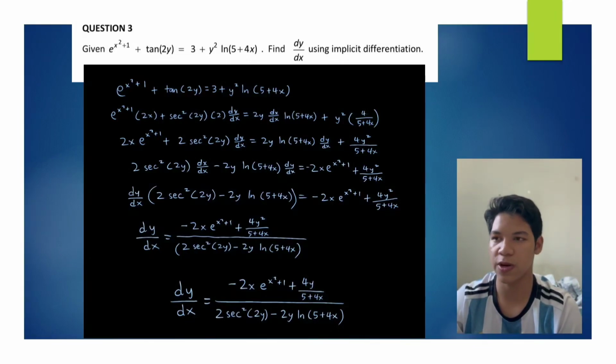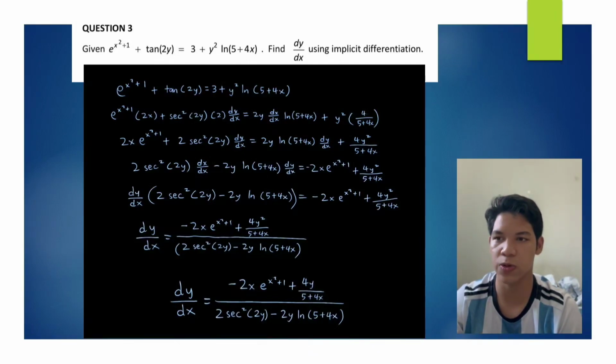Next, we need to simplify the expression, and it becomes 2x e to the power of (x squared plus 1) plus 2 secant squared 2y dy/dx equals 2y multiplied by ln (5 plus 4x) dy/dx plus 4y squared over (5 plus 4x). Next, we separate the terms that have dy/dx on the left side and the other ones on the right side, and we get 2 secant squared 2y dy/dx minus 2y ln (5 plus 4x) dy/dx equals negative 2x e power of (x squared plus 1) plus 4y squared over (5 plus 4x).